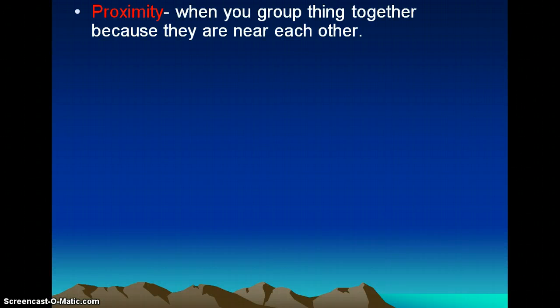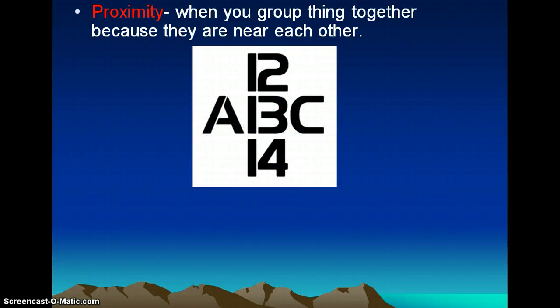Okay, another reason to look at perception, proximity. It's when you group things together because they're near each other. For example, that middle term in there, if you group it with the things on top or below it, it's a 13. And if you're grouping it with the A and C on the side, it becomes a B.